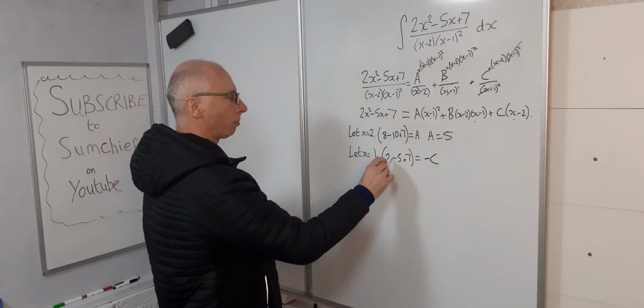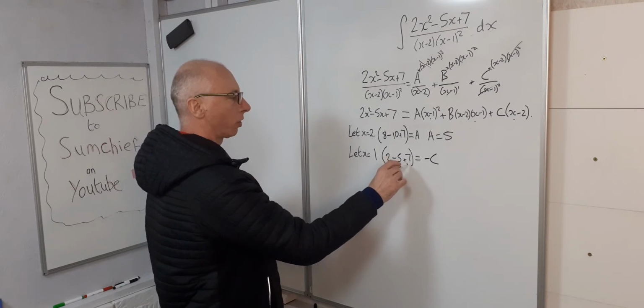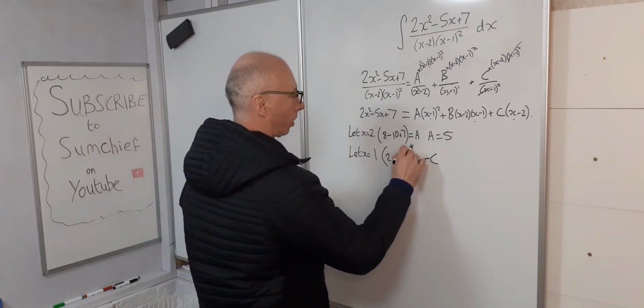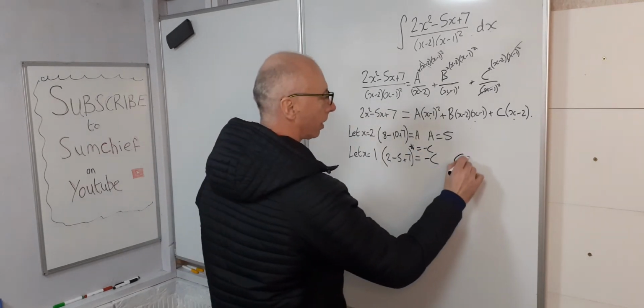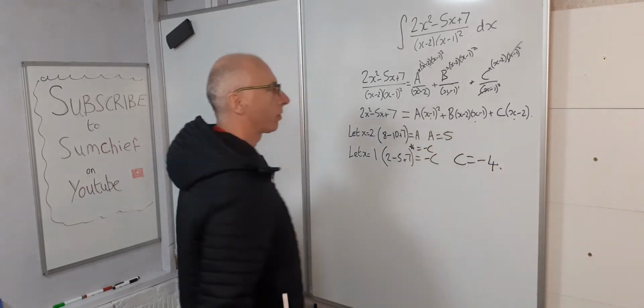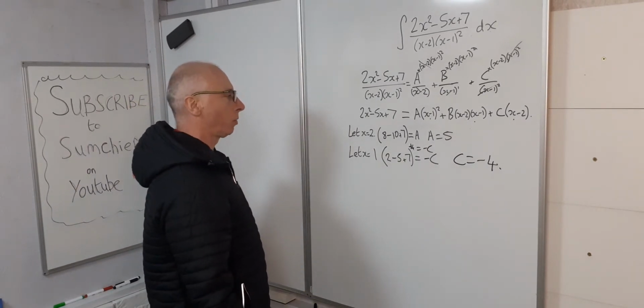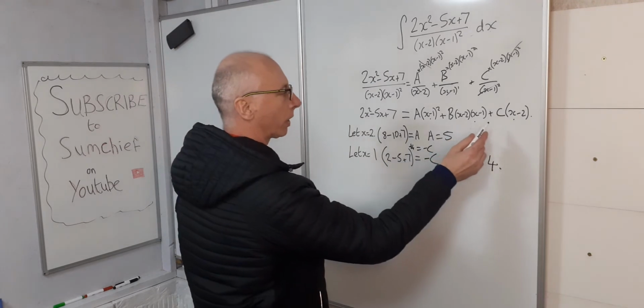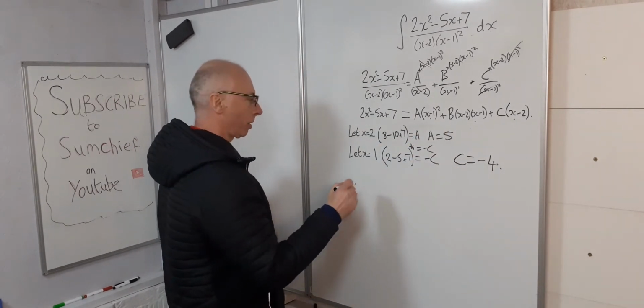Okay, 2 minus 5 is minus 3, plus 7 is plus 4. So plus 4 equals minus c. Therefore, c equals minus 4. Okay, great stuff. Now we're left with, we can't plug in a 1, we can't plug in a 2. What's the easiest thing we can plug in now? Well, we can just plug in 0.